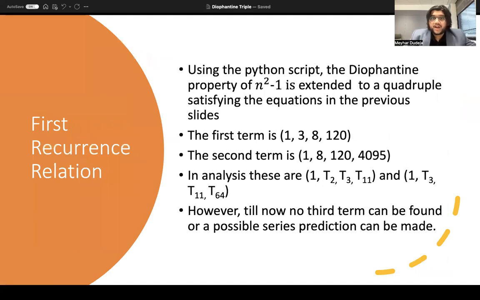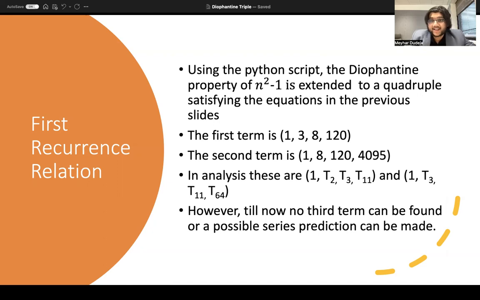Now, using Python code, I extended the property using the first recurrence series formula, which was n squared minus 1. So the first term, which is actually a very well-known quadruple, is 1, 3, 8, 120. However, the second term I found was 1, 8, 120, 4095. Unfortunately, we cannot find a third term. We are en route to do some analysis. Why isn't there a third term? Our hypothesis is it does not exist because the computer has not revealed any number.